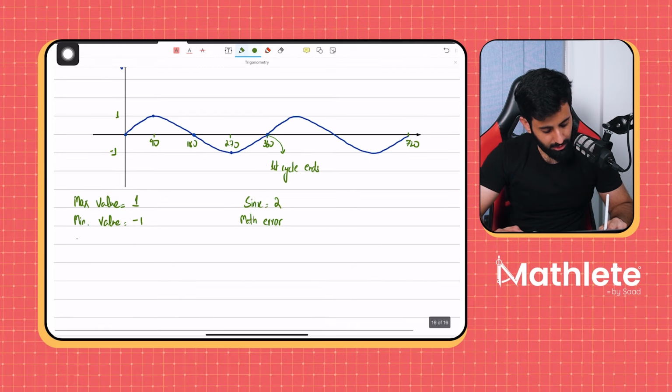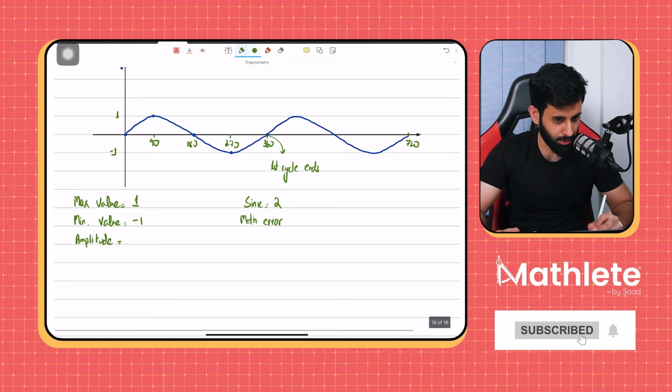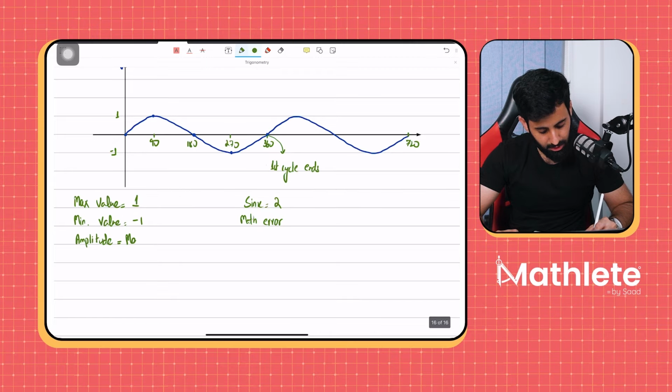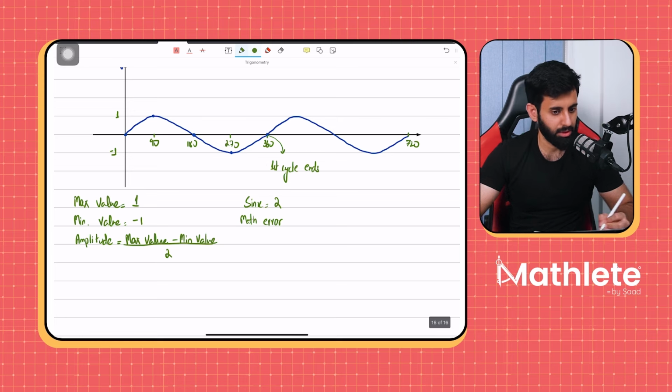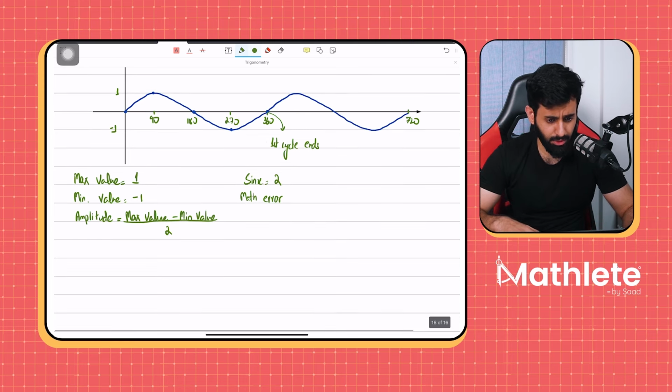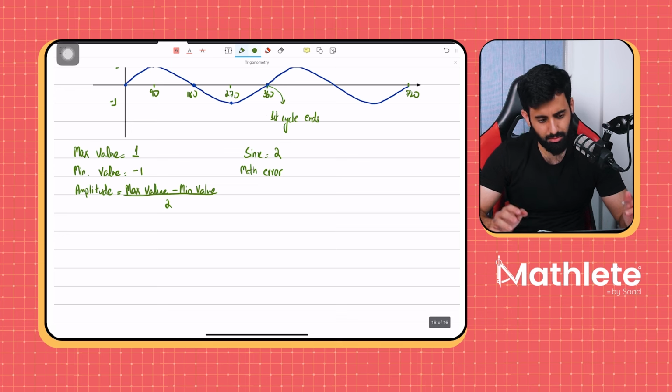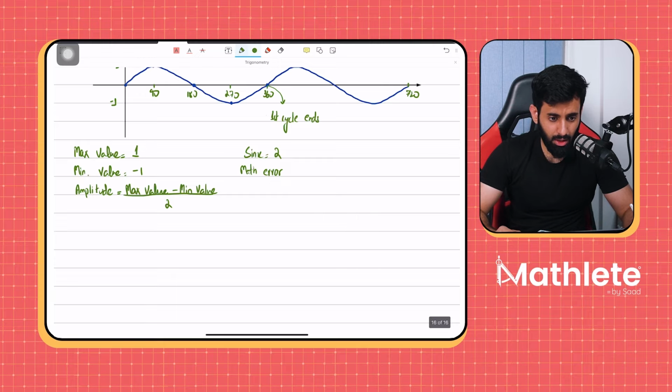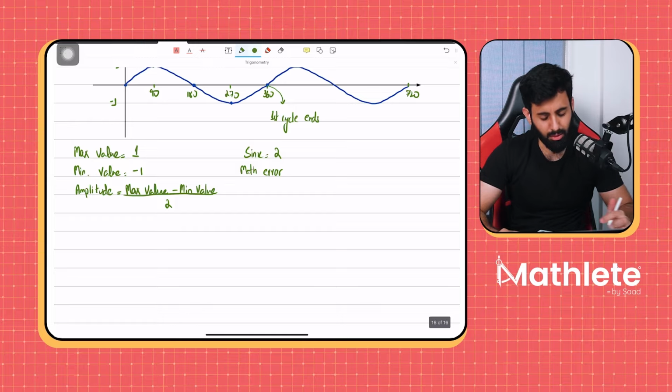Okay, now there is something which we need to know the formula of, and that is amplitude. And what's the formula for that? It's maximum value minus the minimum value divided by 2. Now, don't worry about where we're gonna use all these formulas and what exactly the question will look like. At the moment, just focus on the concept.